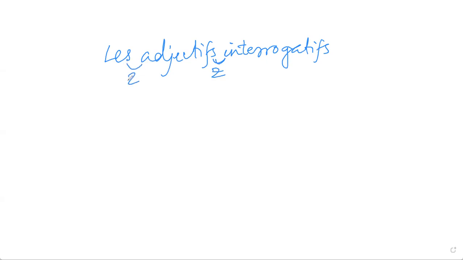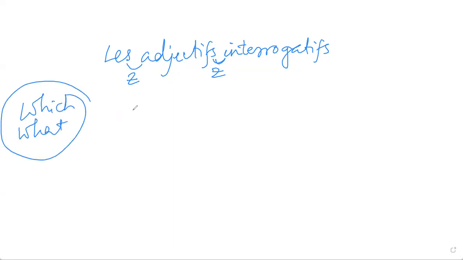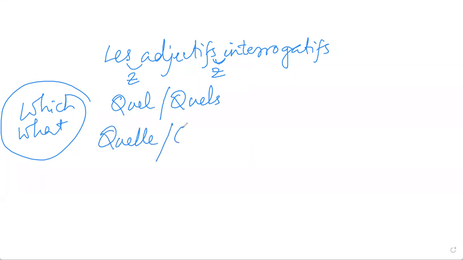We are doing les adjectifs interrogatifs. Here S and I will form a Z sound, okay? Here also S and A, Z sound. So we are talking about which and what. We know that these two are interrogative adjectives, right? In French, we have quel for masculine singular and quels for masculine plural, and quelle for feminine singular and quelles for feminine plural, right?